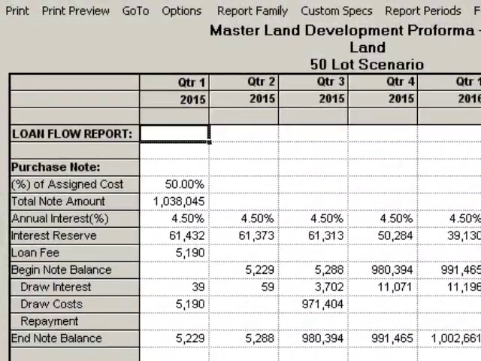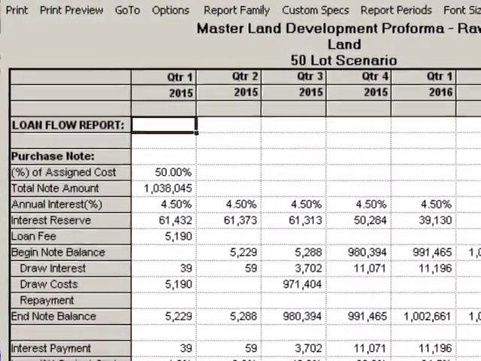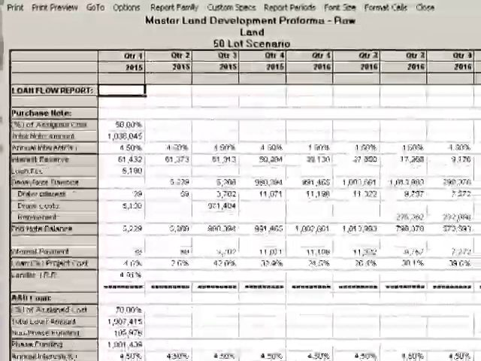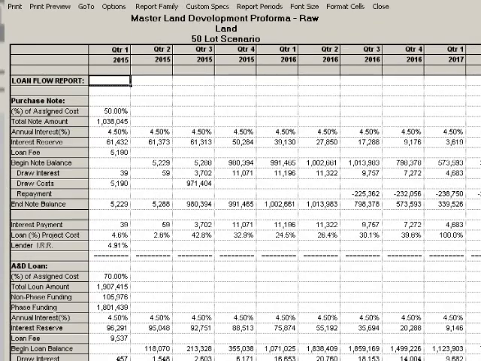Much flexibility is provided to display time periods as months or rolled up into quarters or years. The reports are professional looking, suitable for presentations to management and potential lenders and investors.